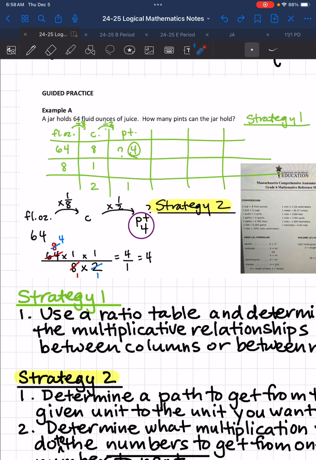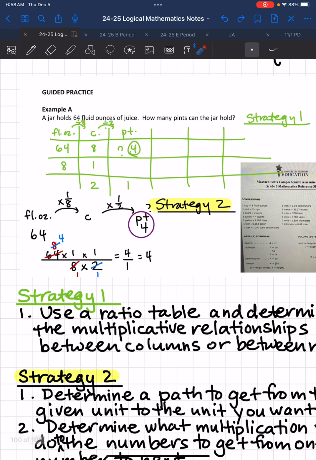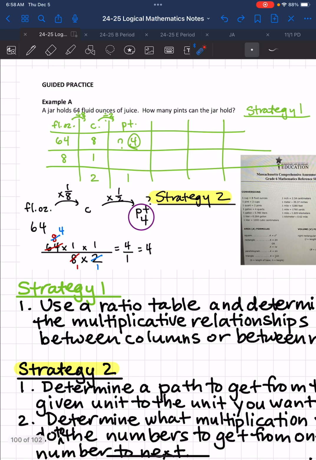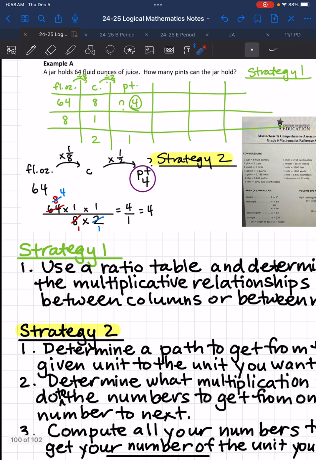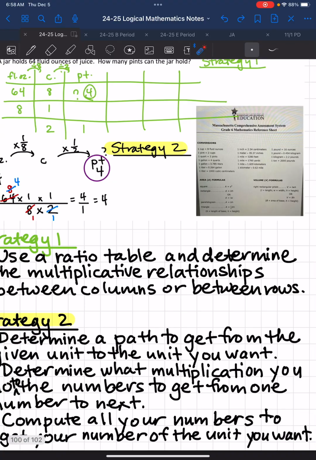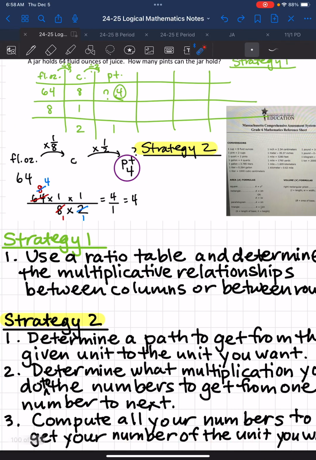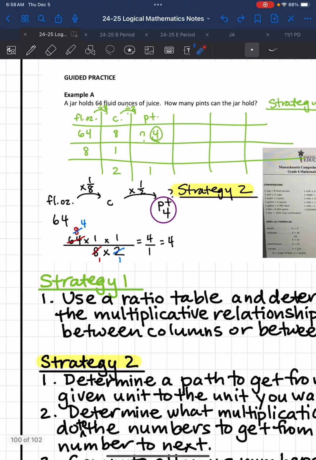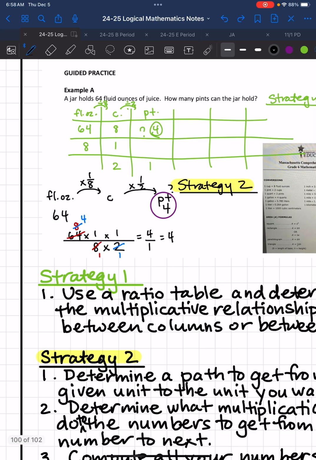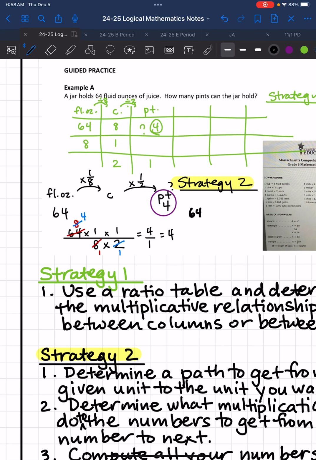All right, so now that I've done that, I've gotten to the unit that I want. Perfect. I only have to use 2 conversions to get from fluid ounces to the number of pints. So then I deal with just my numbers now. So now I compute all of my numbers to get the number of the unit that I want. So I'm going to take 64. I'm going to multiply that by 1/8. Then I'm going to multiply that by 1/2. So visually, it looks like this. 64 times 1/8 times 1/2.